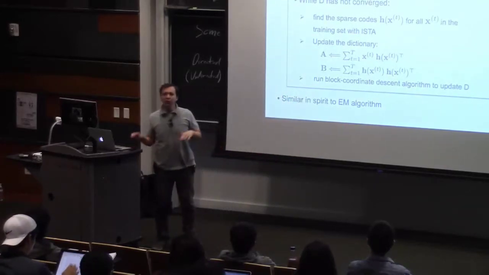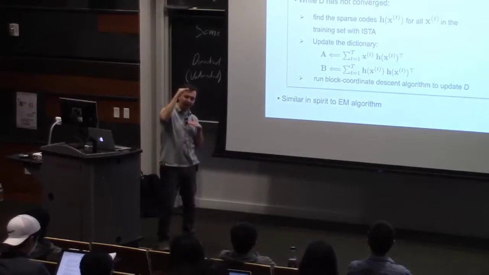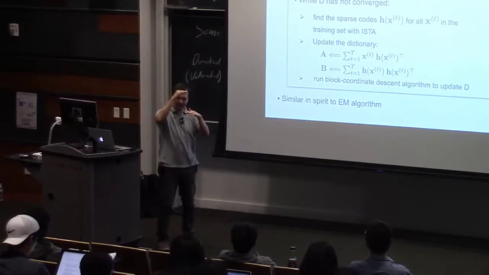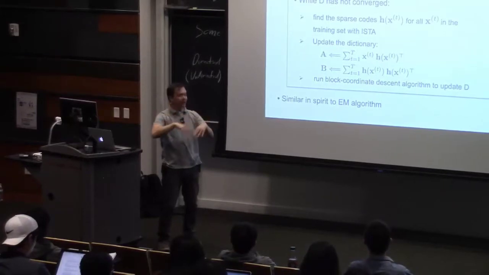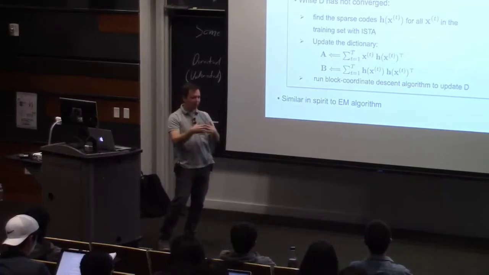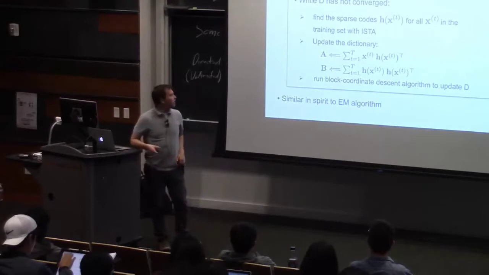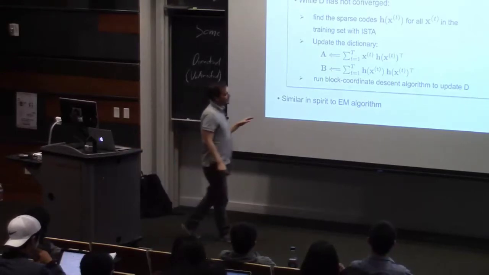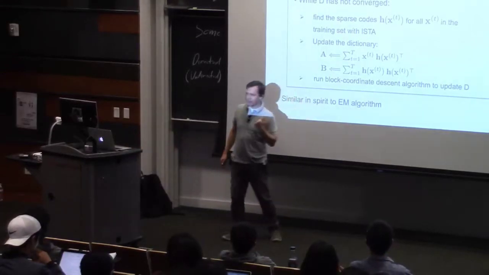So you do it in two steps. You first figure out what the H's are given D, and then you figure out what D is given the H's. And now, again, you go back and re-infer the H's. Given the new H's, you refit D. Given the new D, you infer new H's, and so forth, right? So this is very much in spirit similar to the expectation maximization algorithm.